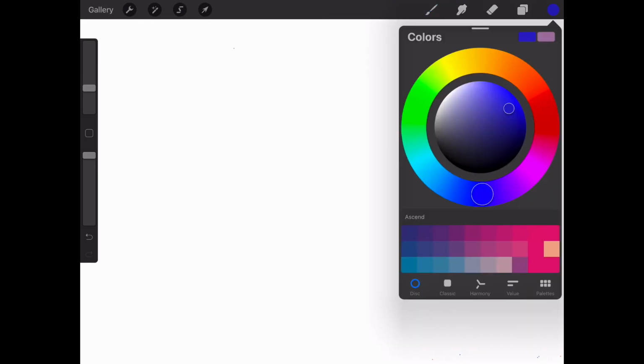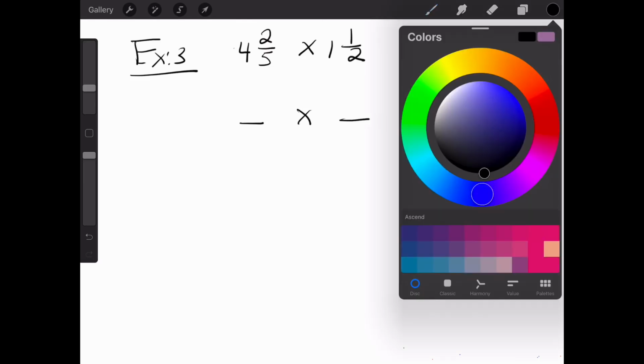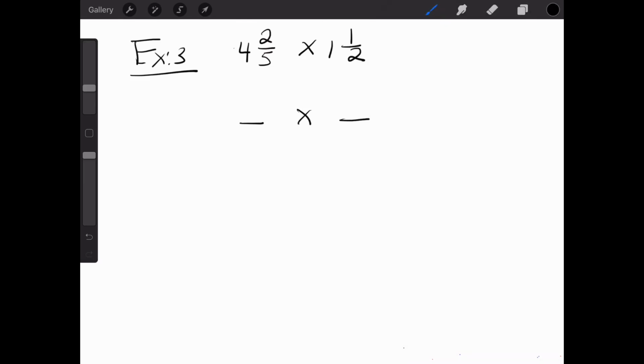This is example 3. Okay, let's do another one here. Okay, we have 2/5 times 1 1/2. Okay, bring down my fraction bar, bring down my multiplication sign.